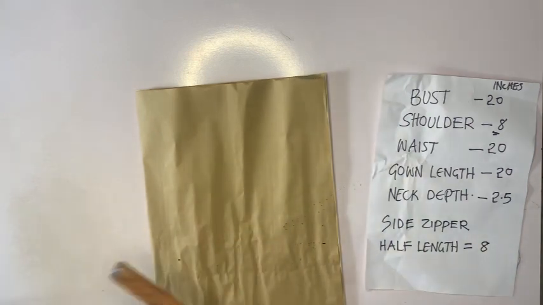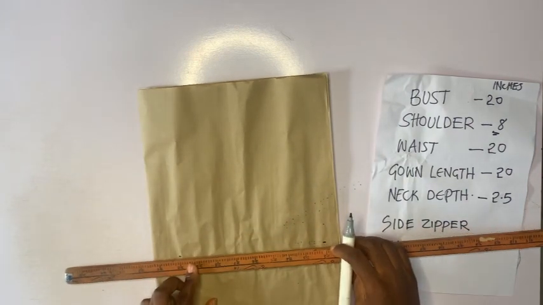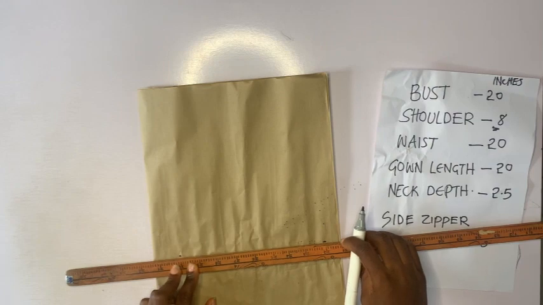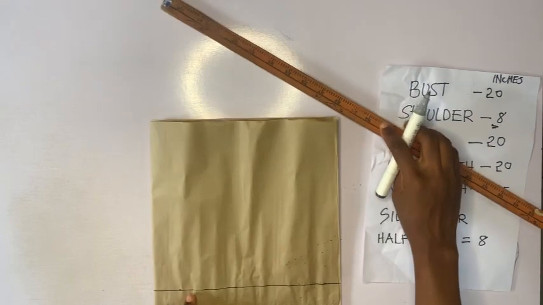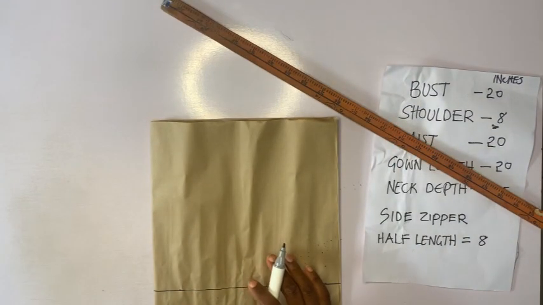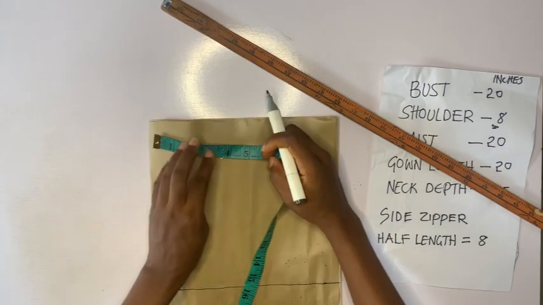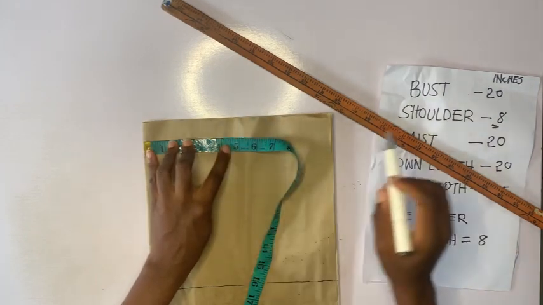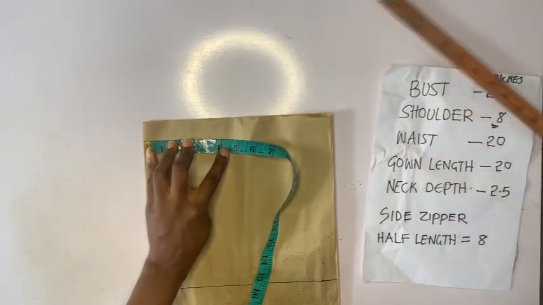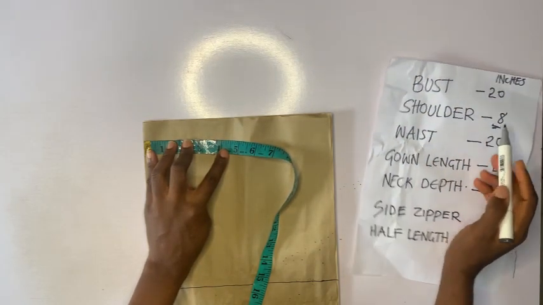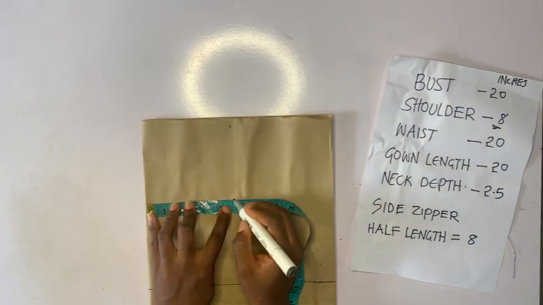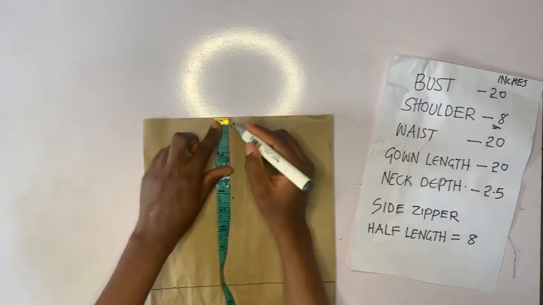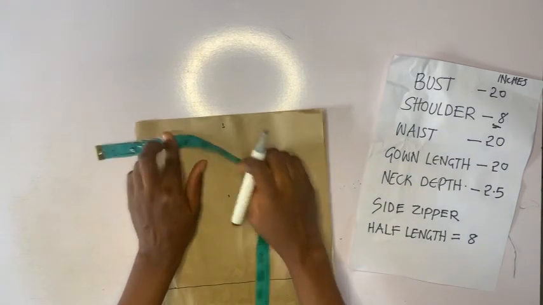9. Then you join the dot to make a straight line. Then after, you mark out the shoulder line. Shoulder line is 8 divided by 2, that is 4. So you add half inch for sewing allowance, then you transfer the measurement at the lower part, then you join.